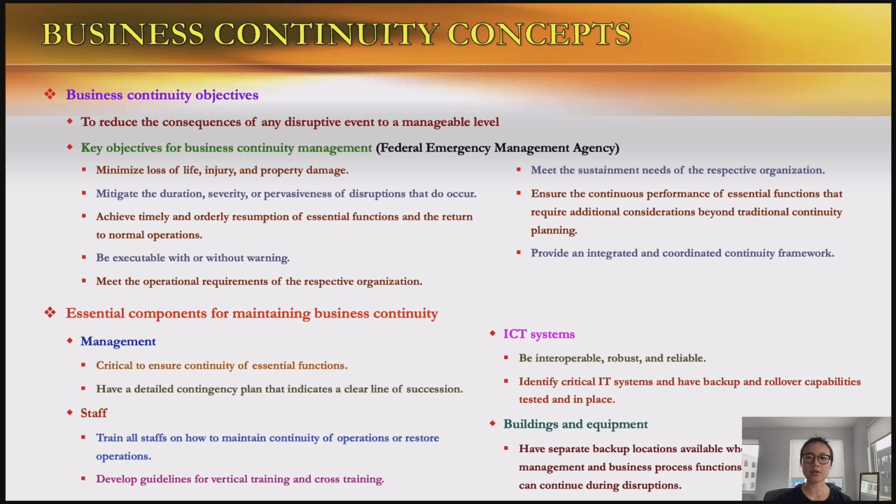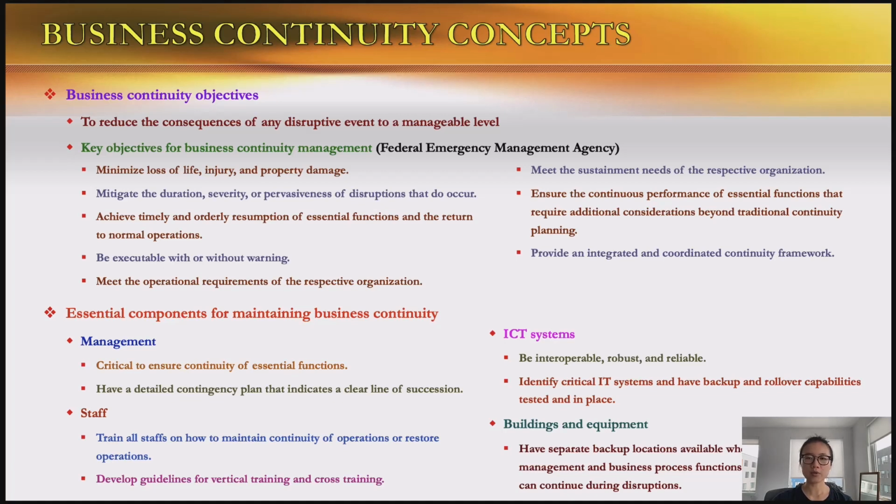The first component is management. Continuity of management is critical to ensure continuity of essential functions. An organization should have a detailed contingency plan that indicates a clear line of succession, so that designated backup individuals have the authority needed to maintain continuity when key managers are unavailable.